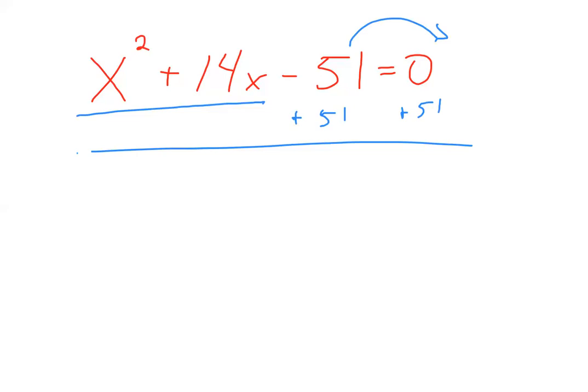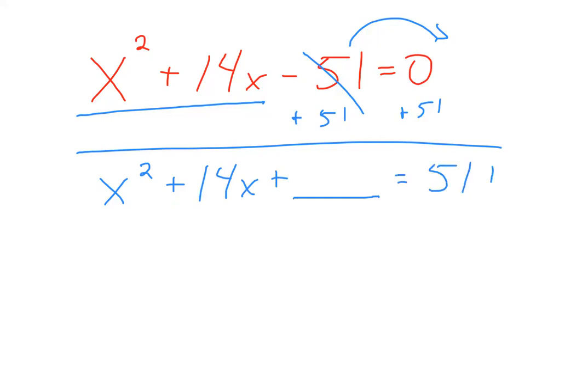Now, normally in algebra, we go ahead and collapse, but I'm not going to. Instead, I'm going to say plus blank equals 51 plus blank. Now, you'll see here in just a moment why I put the two blanks in, because in completing the square, I'm going to set it up. This is what I call my housekeeping.